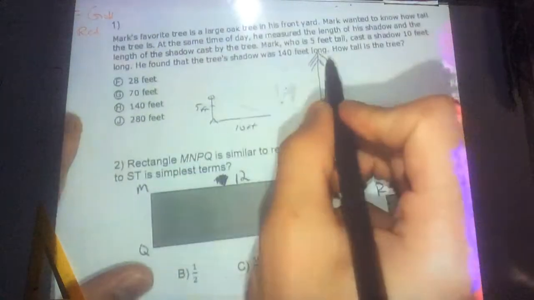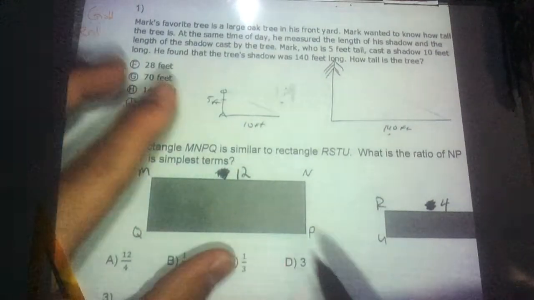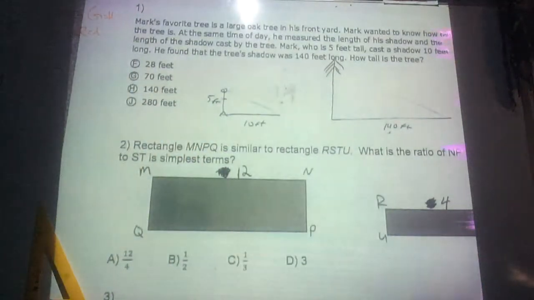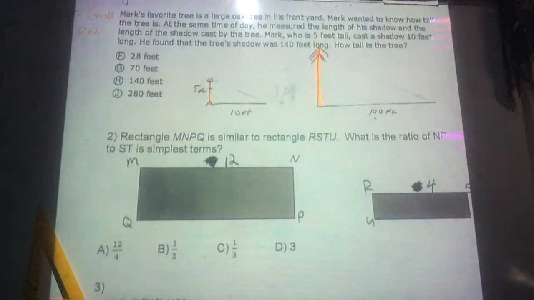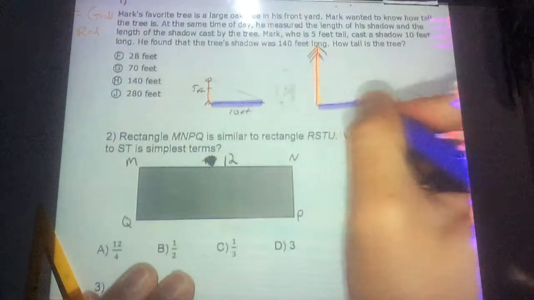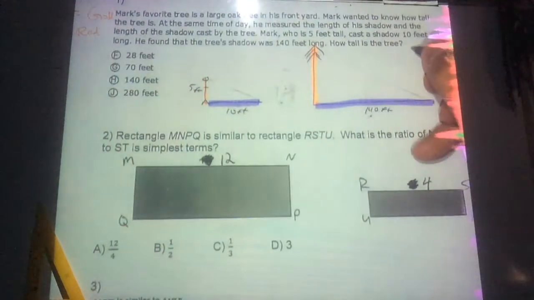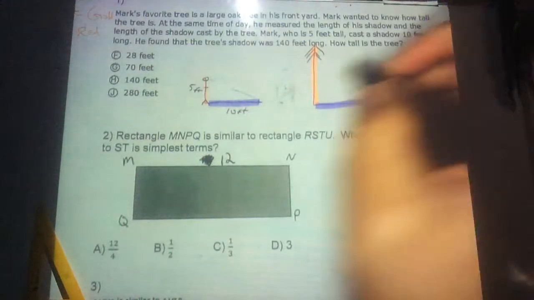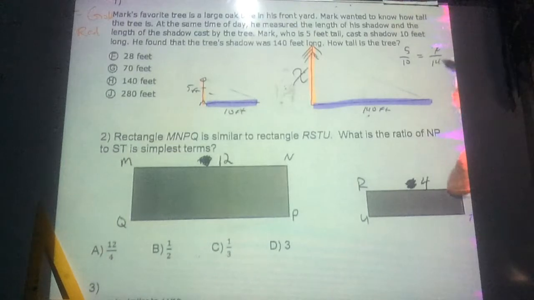So there's two similar triangles here. So one proportion we could do, if this is the height here, then this is also the height here. Purple I can have as the shadow. So I can set up this proportion: 5 over 10 is equal to, this is what I'm trying to find, x over 140.